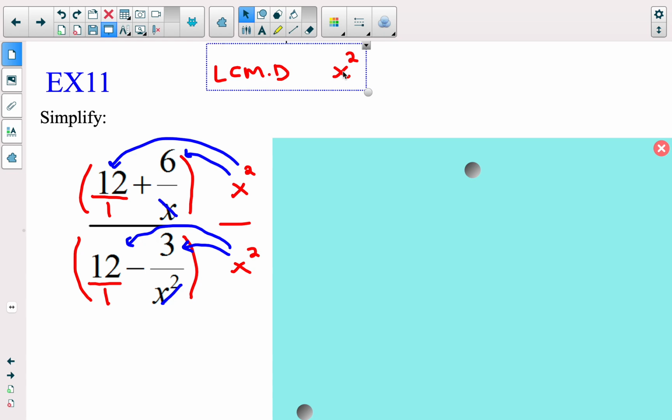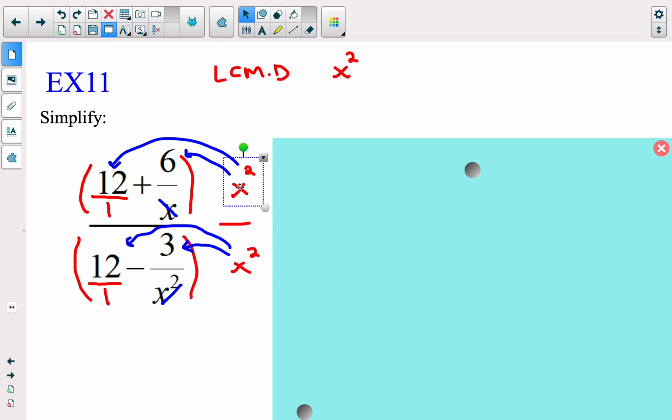So what we're going to do is multiply this complex fraction by a value of 1 in the form of x squared over x squared. So we're not changing the value because we're multiplying by 1, but what this is going to do for us, it's going to simplify the fraction, and it's going to remove those smaller denominators.